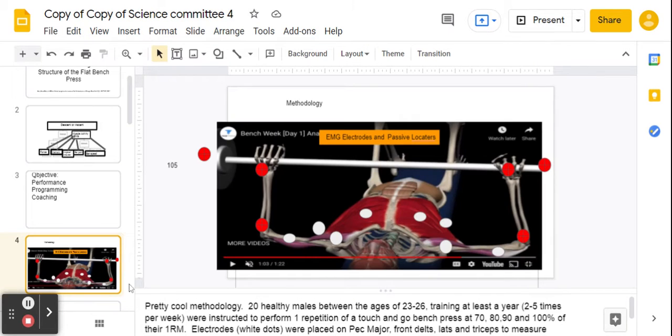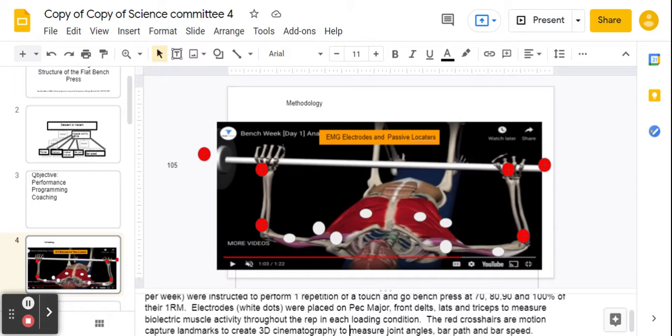Pretty cool methodology. 20 healthy males, average age 25, training at least 1 year, were instructed to perform 1 rep of a touch and go bench press at 70% of their 1 rep max, 80, 90, and 100% of their 1 rep max. Electrodes, these white dots here, were placed on pec major, front delts, lats, and triceps to measure the bioelectric muscle activity throughout the repetition in each loading condition.